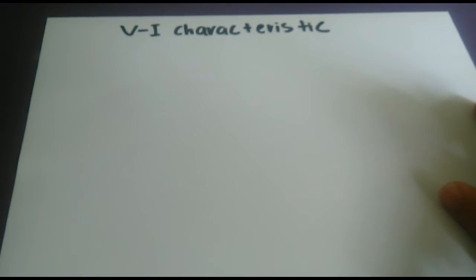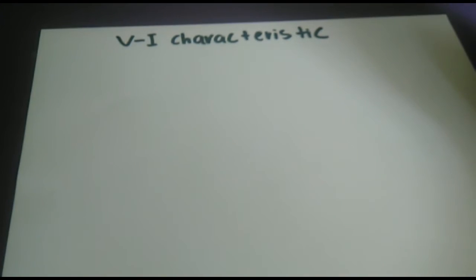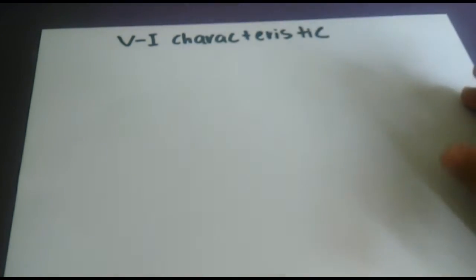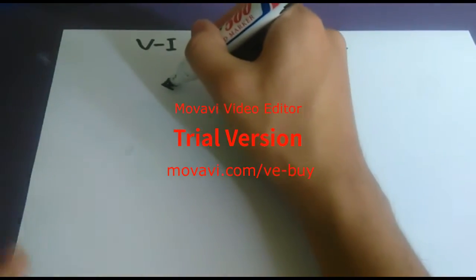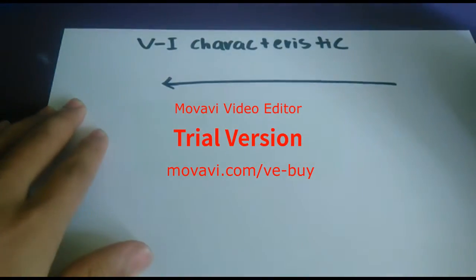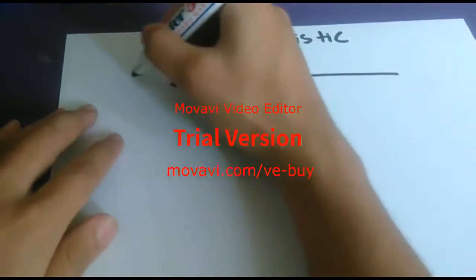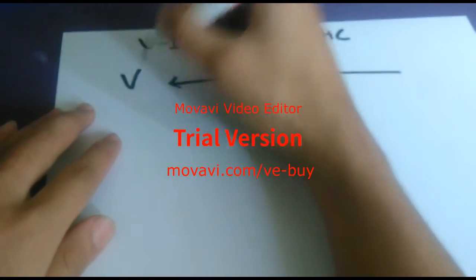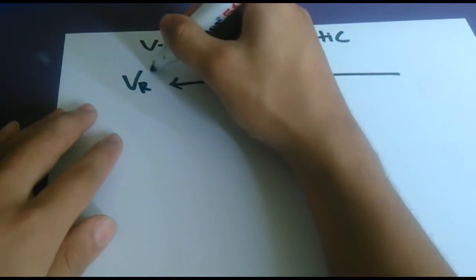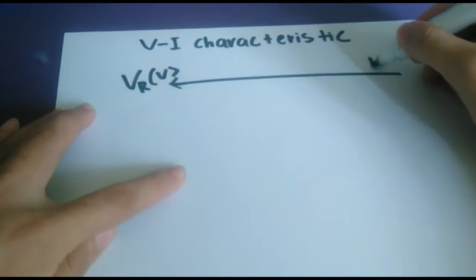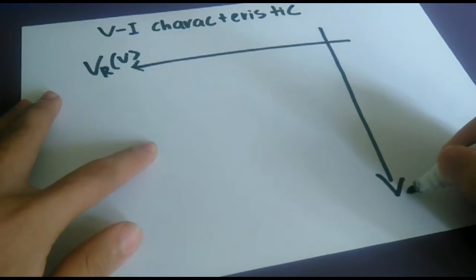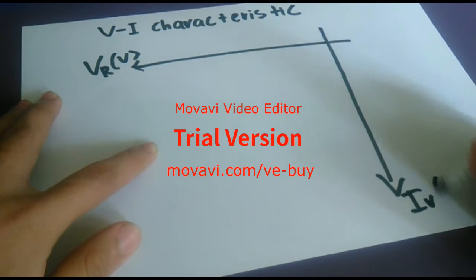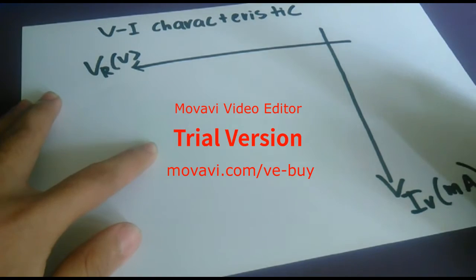Last part, I want to draw the VI characteristic graph, and the graph is: on the horizontal part, reverse voltage, in units of volts, and on the vertical part, reverse current in milliamps.